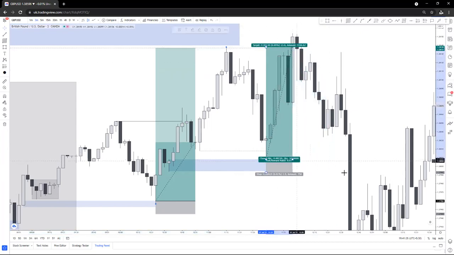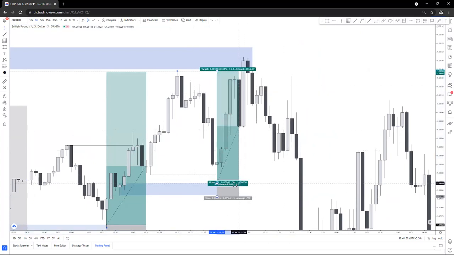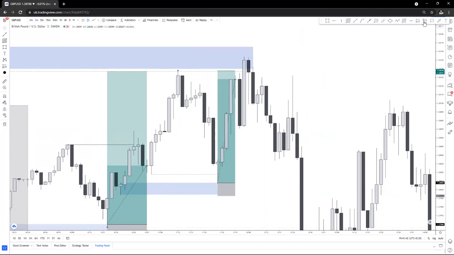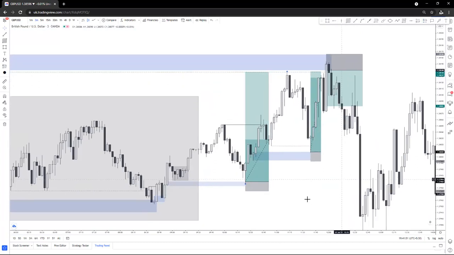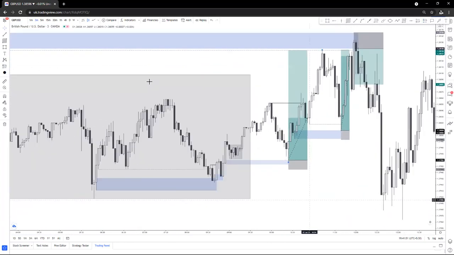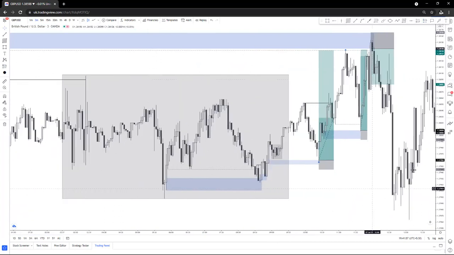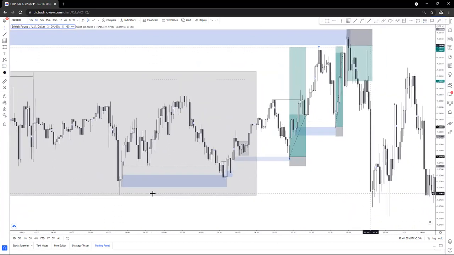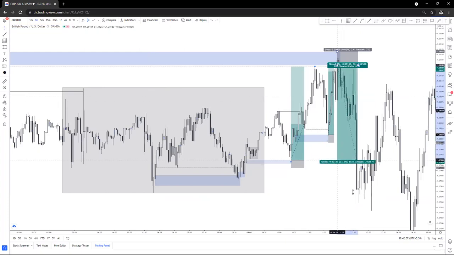And then now, it went straight into my POI. See this? Now I'm selling, because I know that was a trap. And then I told you about the Asian range. The Asian range is the guide for intraday traders to where the most amount of liquidity is. I told you these Asian highs and lows will be taken out. So my first target would be the Asian low.